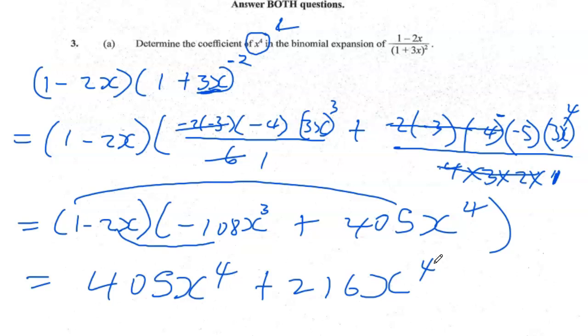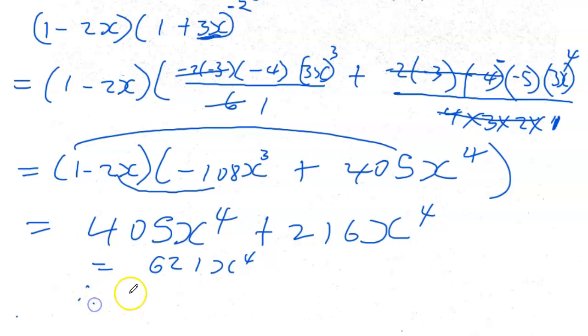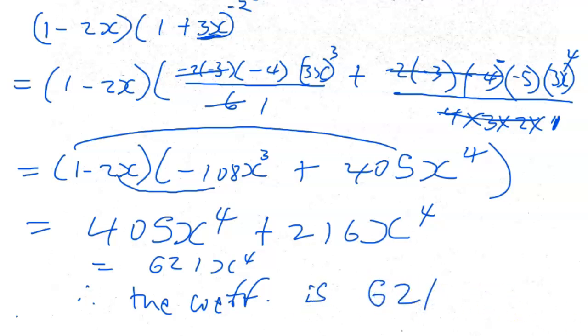Alright, so I have two terms there with x to the power of 4. When I add them, 405 plus 216, I'm getting 621. So this is 621x to the 4th power. So in answering the question, the coefficient is 621. Let's move on.